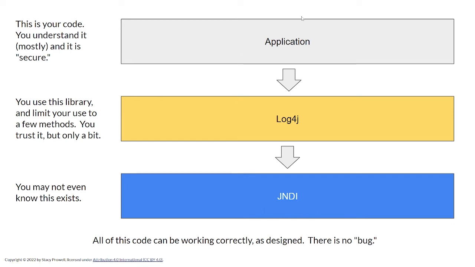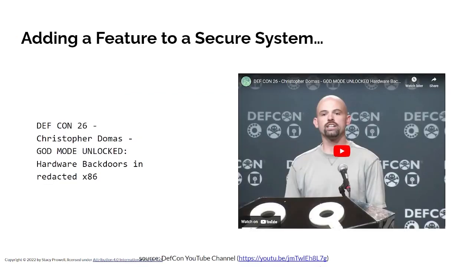So when you look at your code, you're looking at these two components maybe, and to you, everything looks fine. There's no exploitable vulnerability. Nothing is wrong. All the code is working correctly as designed, and there is no bug. But there is still a vulnerability. People who think of vulnerabilities and weaknesses as bugs, I think are thinking of it incorrectly. You can add a feature to a secure system and wind up with an insecure system.